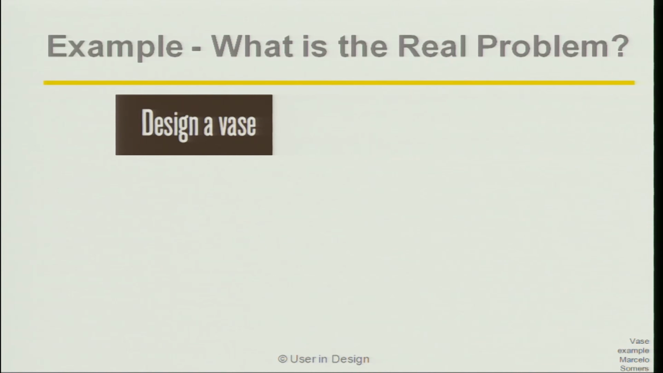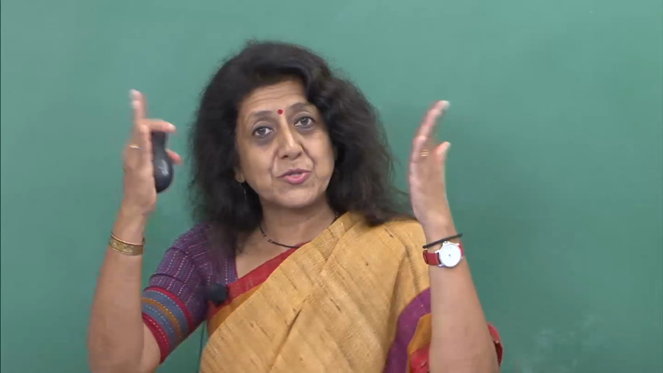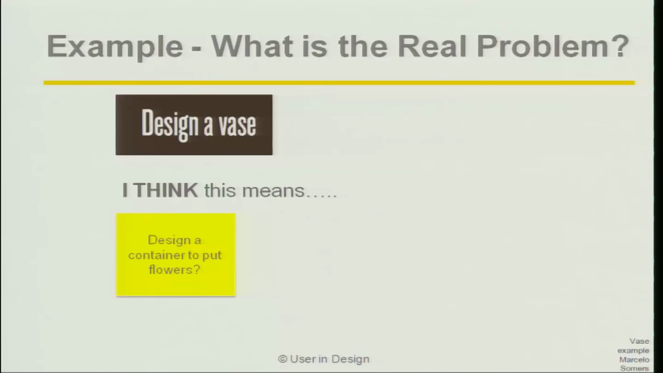So let's say I ask you to design a vase, right? One of the first and most typical things is you'll sit down with a pen and paper, perhaps draw an S-shaped object, something that sits on a table, and you'll say, here's my vase, right? Let's look at it a little differently now. If we examine this a little more, we say, I think this means perhaps I need to design a container to put flowers.